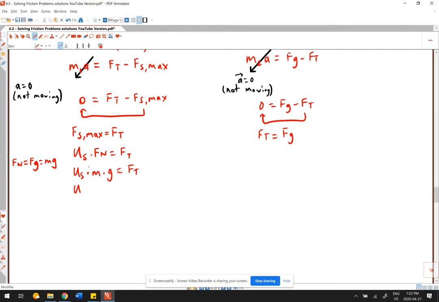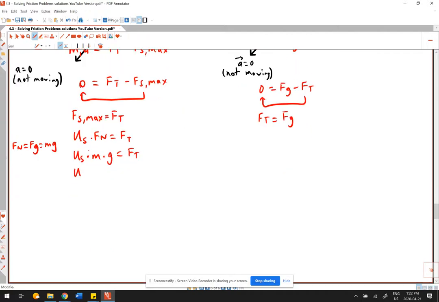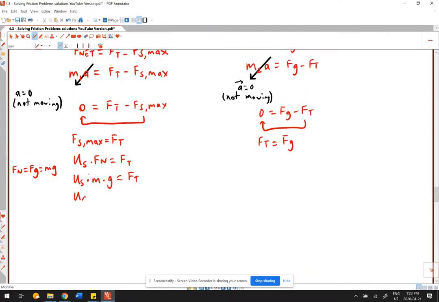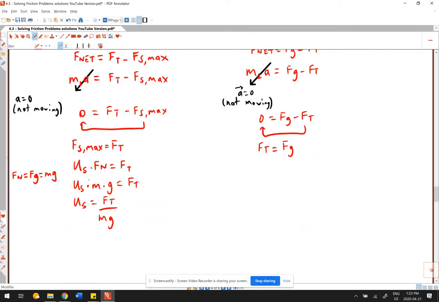And we're solving for the coefficient of static friction. That is what we're looking for. So mu s is equal to our tension force divided by mass and gravity. We're going to bring that to the other side. We want to be a little bit specific because we are talking about the block of wood, or mass 1. We want to plug this in. So mass 1 and mass 1. So we know which mass we're specifically talking about over here.